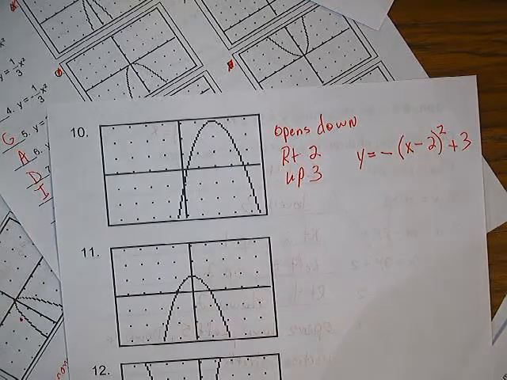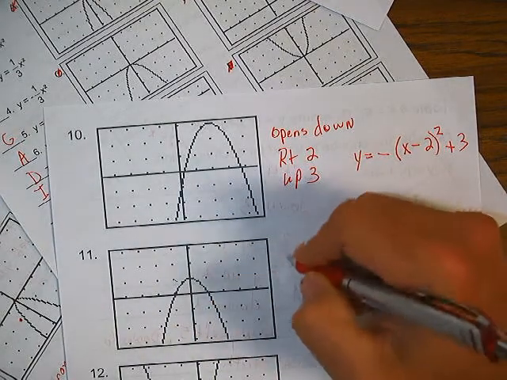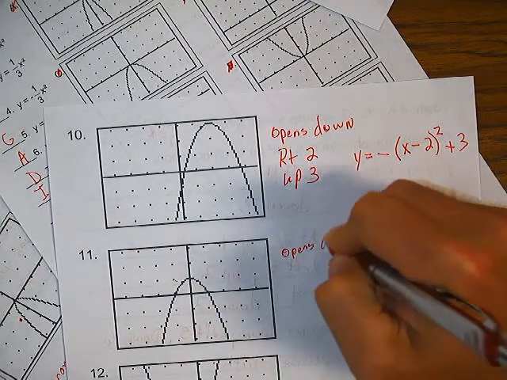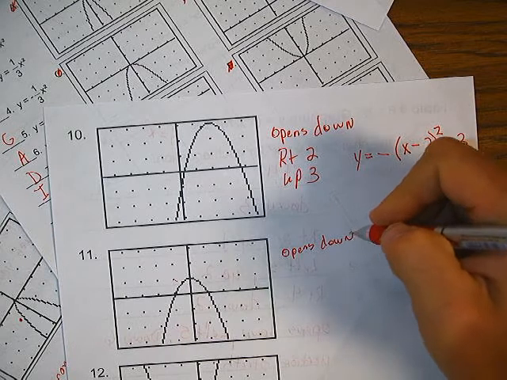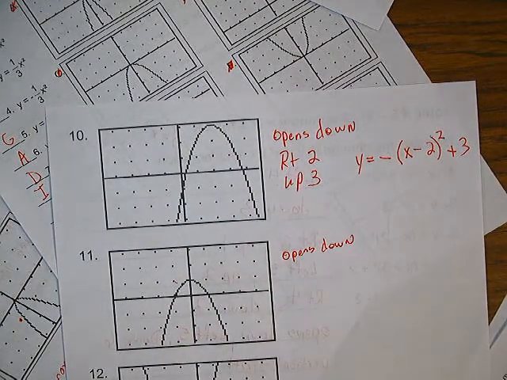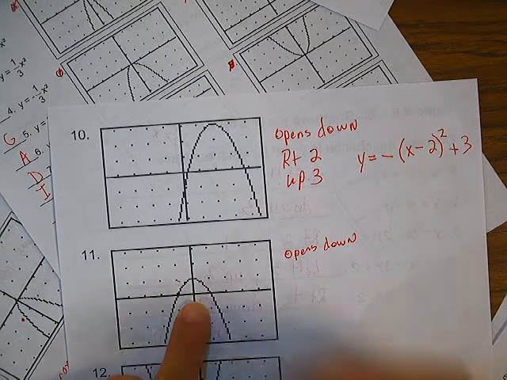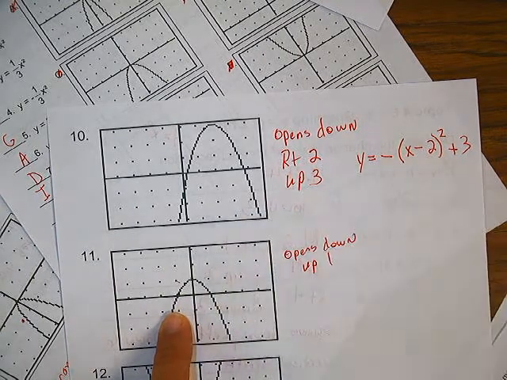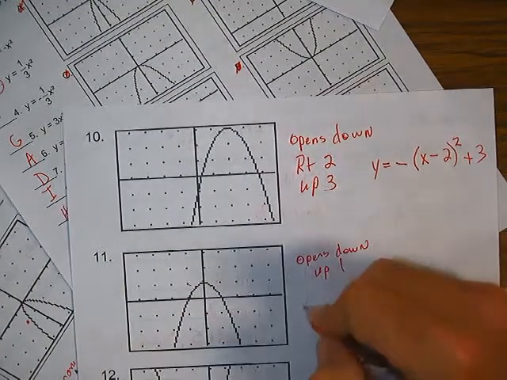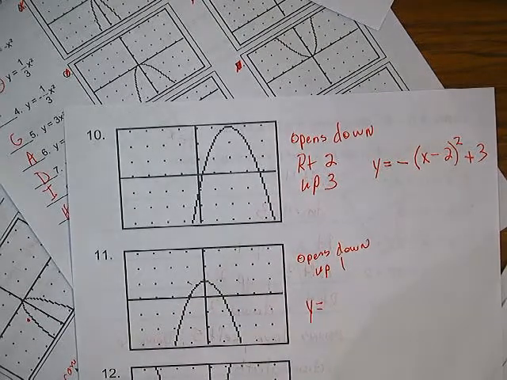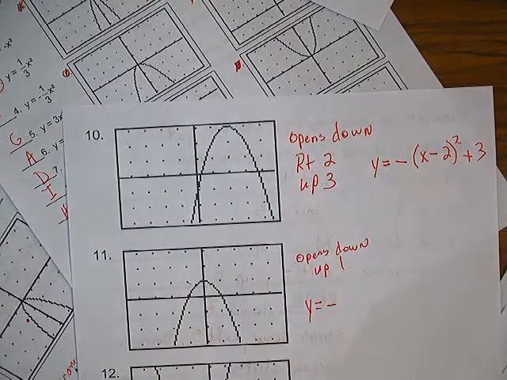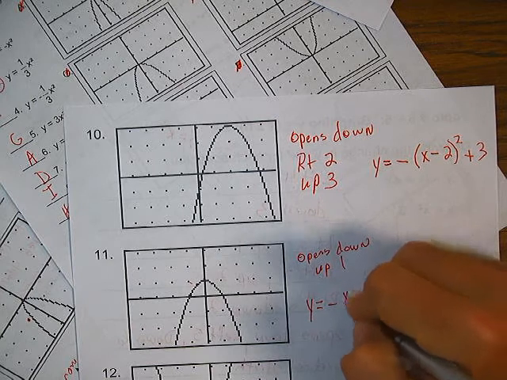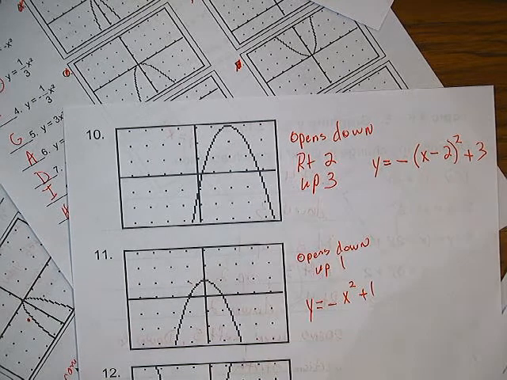Number 11. Describe the change. It opens down. And then the only other change is the vertex moves where? Up 1. So y equals. How do I make it open down? Negative. How do I make it go up 1? x squared plus 1. Very good.